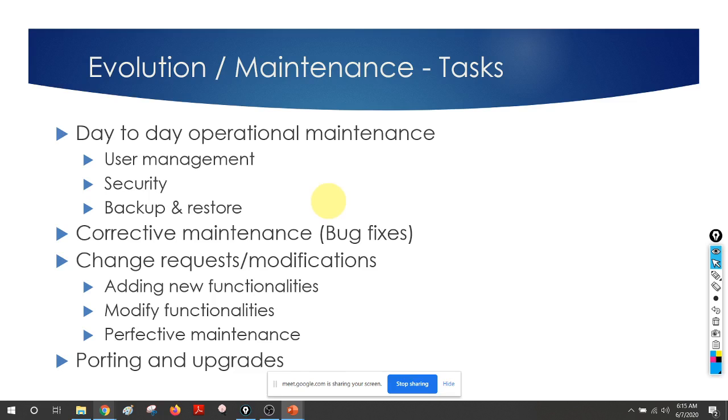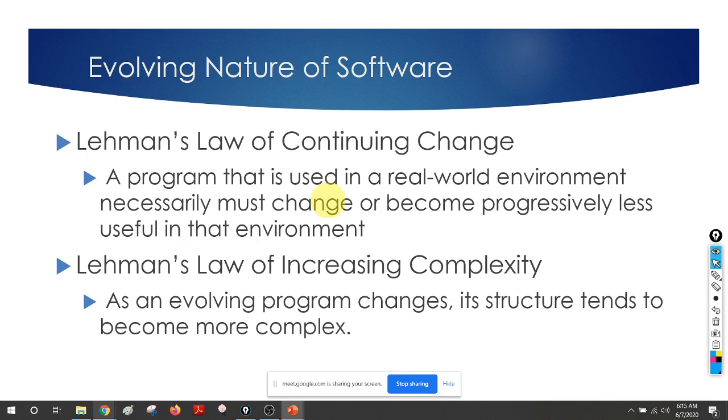So we want to move from Windows 10 to another version, or we want to move from MySQL to Oracle because of the high load now, right? Or maybe we want to upgrade our web server from this PHP version to another version, right? So those kinds of things we want to do. So that is porting and upgrade. So those are the kinds of tasks we have to do at the evolution or maintenance stage.